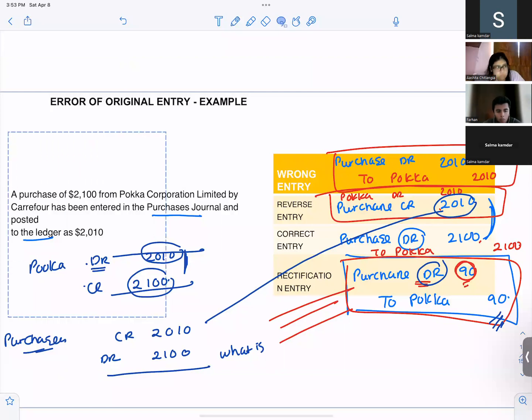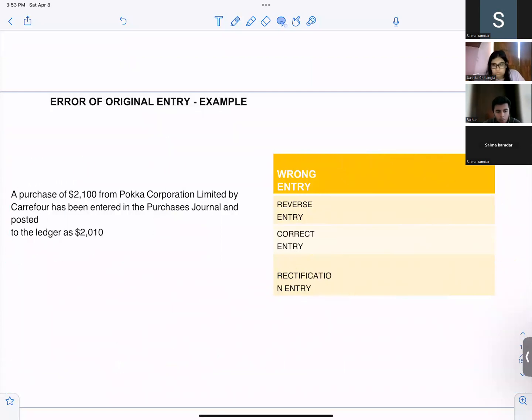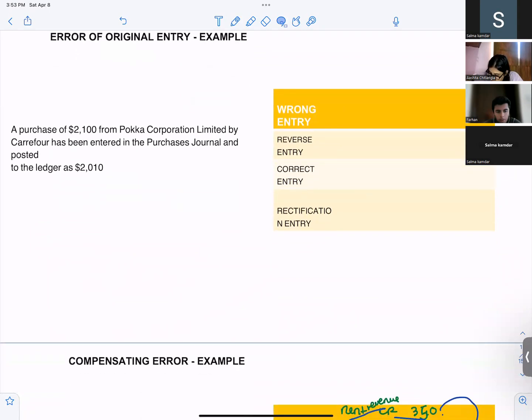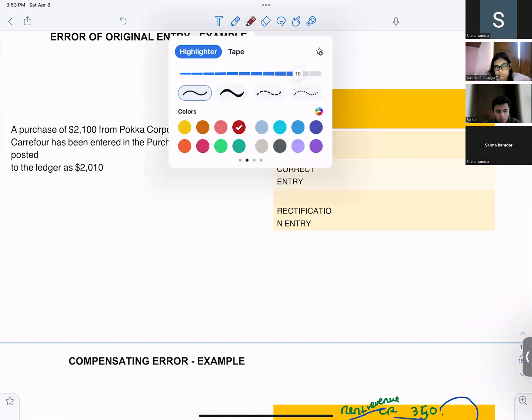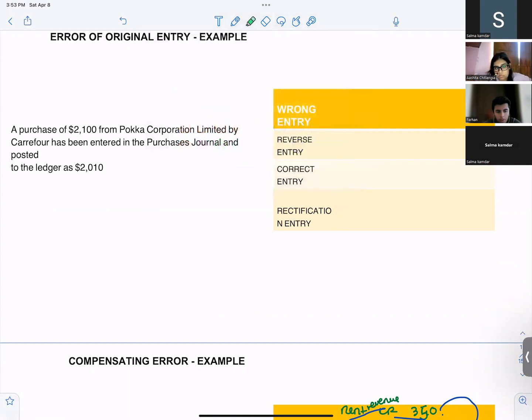Now let's look at this. What is happening over here? A purchase of 2,100 from Poca Corporation Limited by Carrefour has been entered in the purchase journal and posted to the ledger as 2010. So it's wrong amount. Can you see the error of original entry? The purchase was for 2,100 and you posted it for 2010. So there is an error which is of wrong amount.